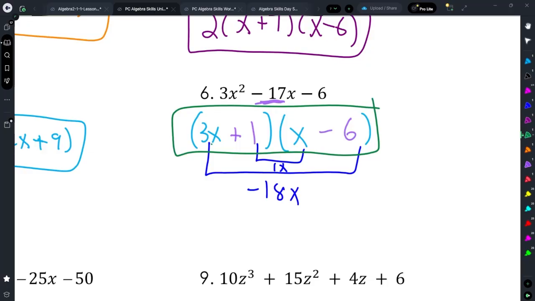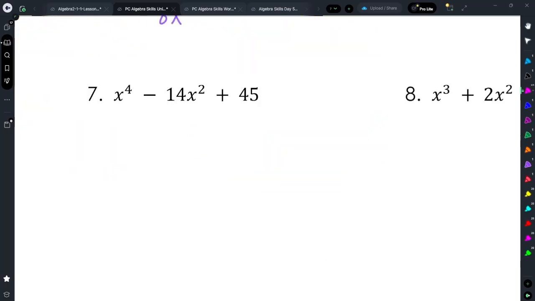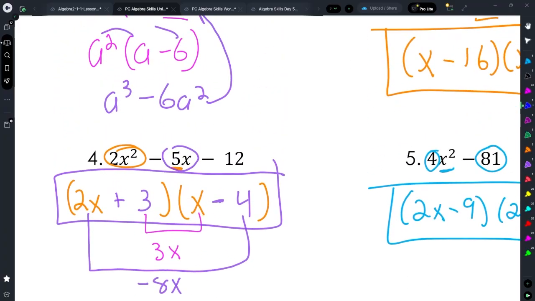All right, so number 7, this is something called quadratic form, and the way you can tell it's in quadratic form is you have x to the 4th power, half of 4 is 2, we have x to the 2nd power, and then we have no x. So we're going to factor it the same way we factored up here.